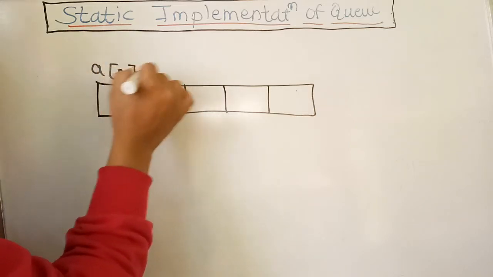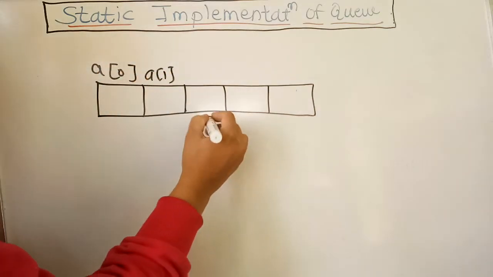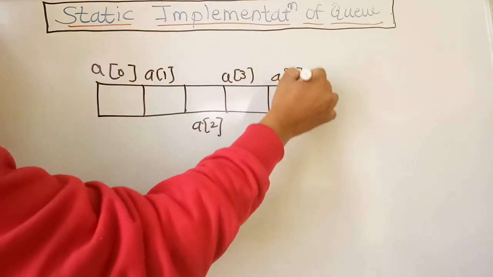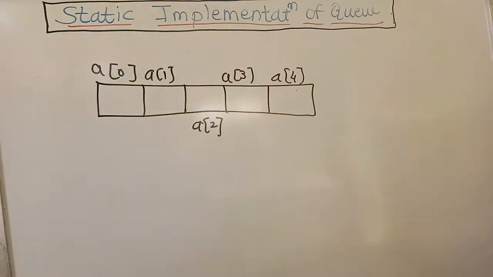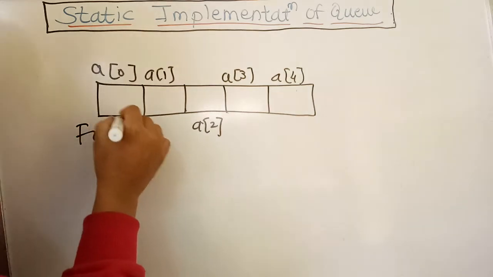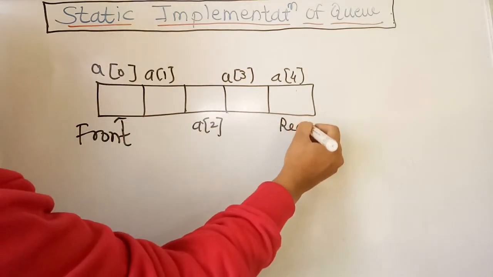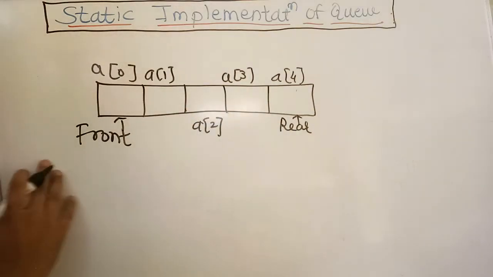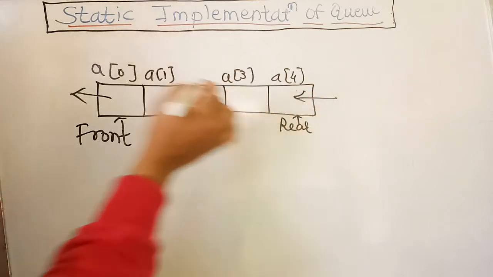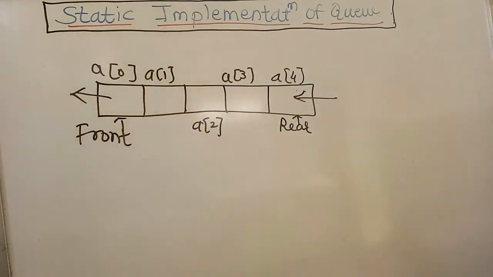So it is of 0 position, 1, 2, 3 and 4. Total equal to 5 elements are there. And we have to insert the elements in it. This is the front of the queue and this is the rear of the queue. And we all know that front is having the mechanism to delete elements and rear is having the mechanism to insert elements in it. This is the mechanism behind the static implementation.